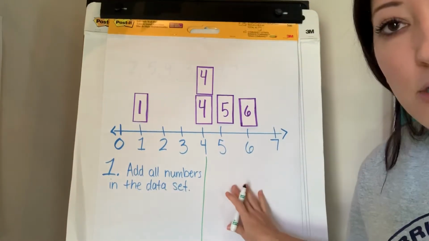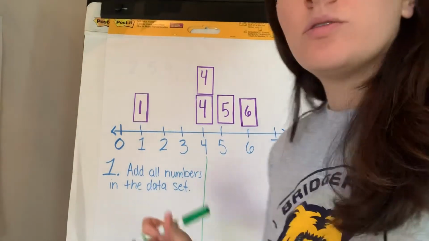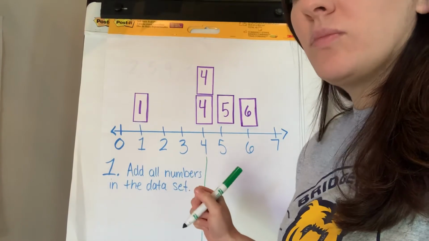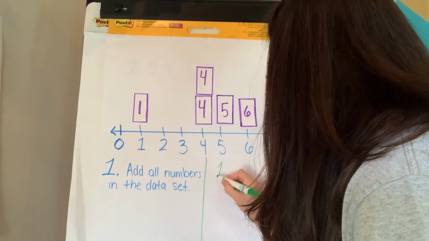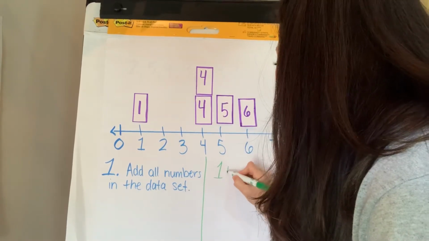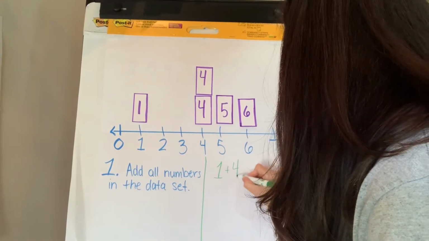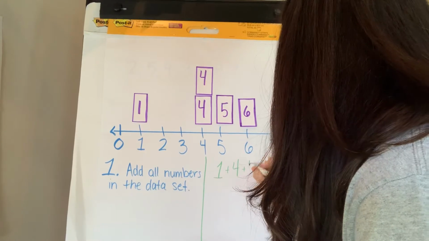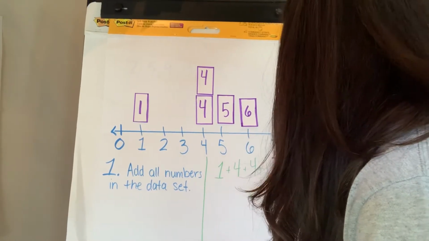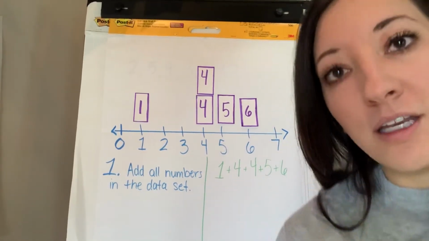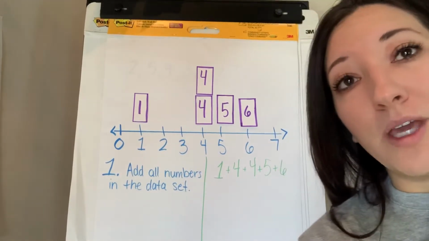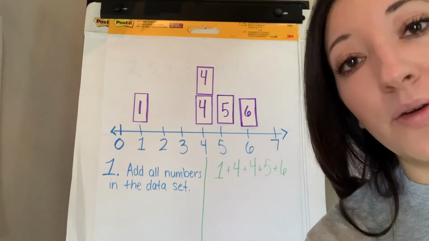Here's step 1. I'm going to show my work over here. So over here, I'm going to add these all together. So I've got 1 plus 4 plus 4 again, plus 5, plus 6. And if you pause the video real quick, you can add it up and see if you get what I get.